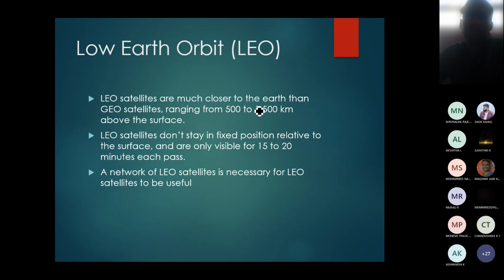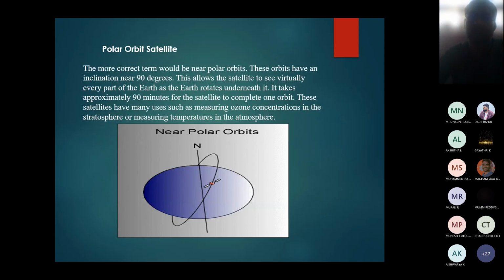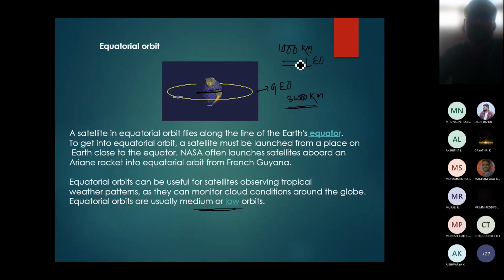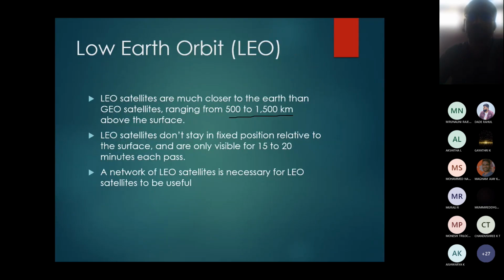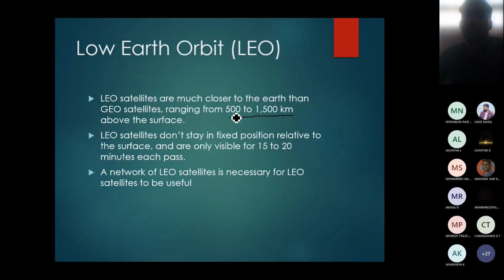Now we have other satellites which are rotating in the low Earth orbit. Those are called LEO satellites. So mostly LEO satellites are rotating in an orbit at an altitude of 500 to 1500 kilometers. Many times I also told 1000 kilometers. Okay, so it is around in the range of 500 to 1500 kilometers.